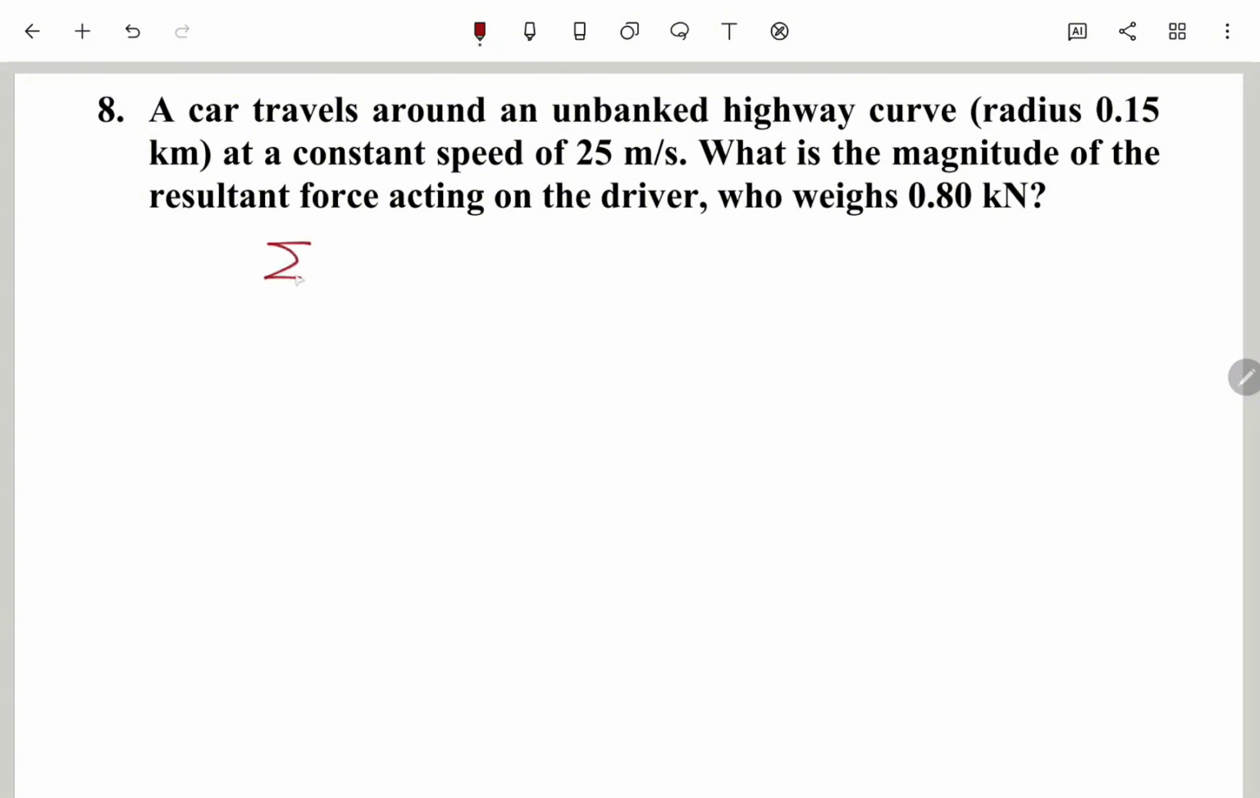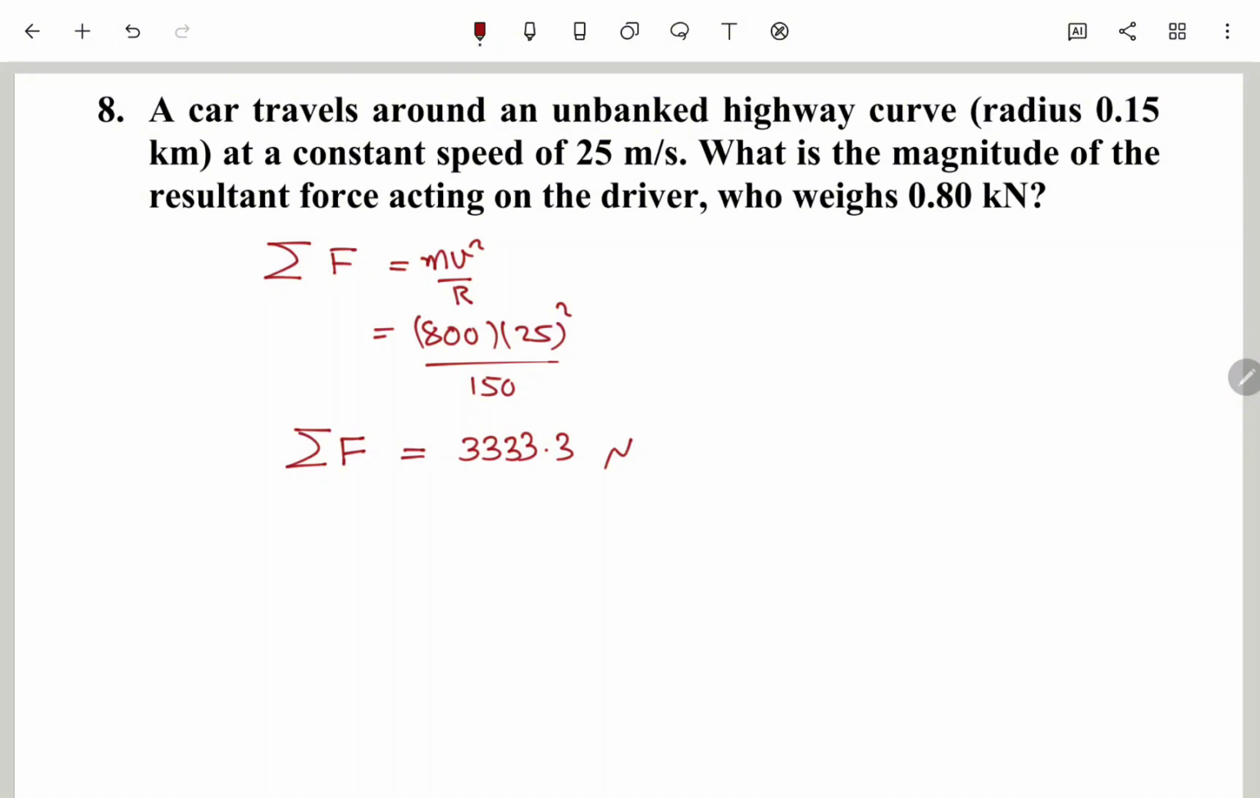Again, sum of all forces equal to mv square over r, and equal to the mass, it's equal to 800 times the speed, it's 25 square, divided by the radius, it's 150, and simply the force or the resultant force equal to 3,333 newtons.